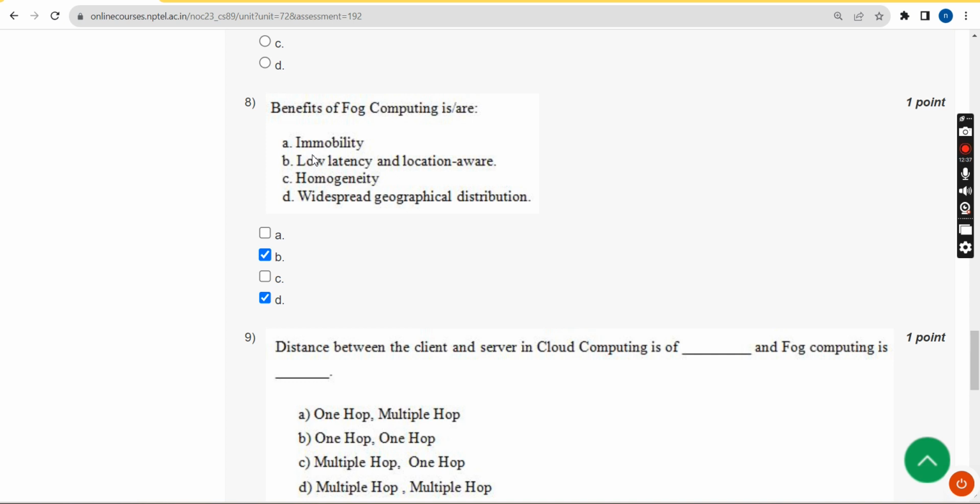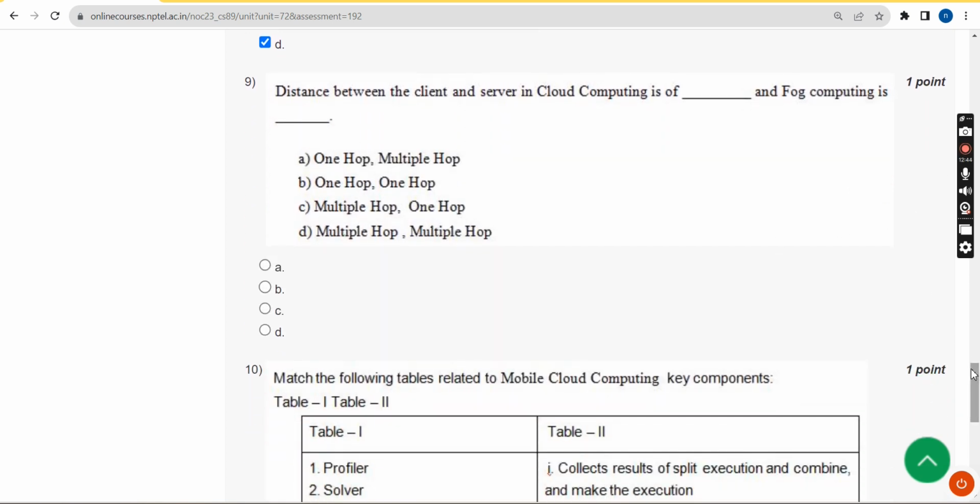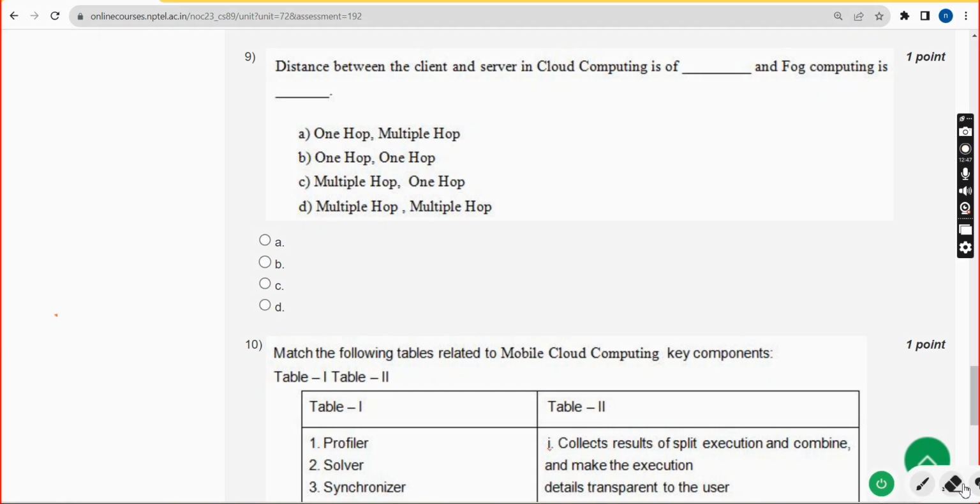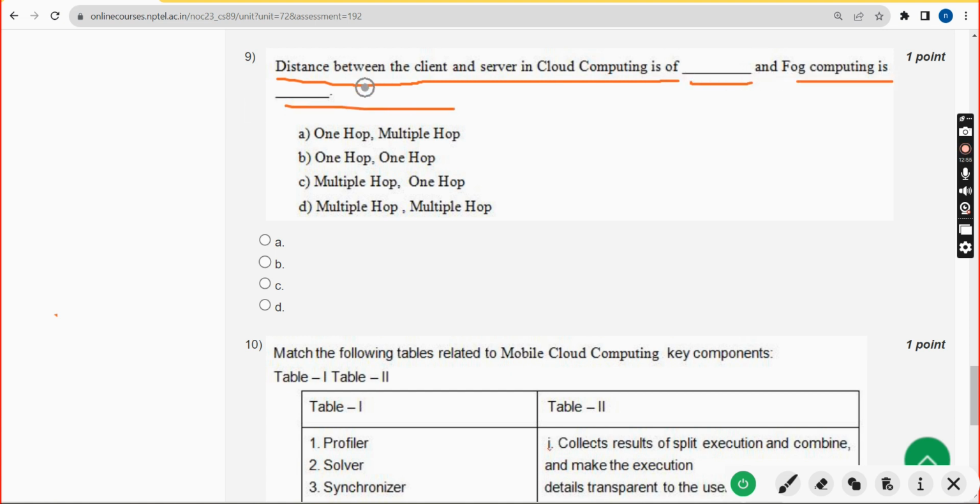Now let's move on to the 9th question of this assignment. Distance between the client and server in cloud computing is dash and in fog computing is dash. For the 9th question, the correct answer is option C, guys, multi hop and one hop. So the distance between the client and server in cloud computing is multiple hop and in fog computing is one hop. So mark option C.